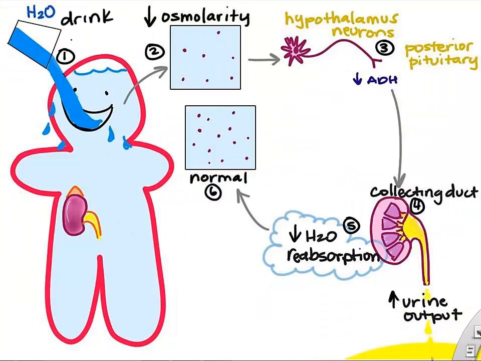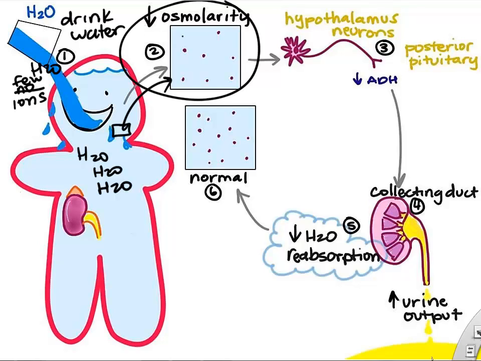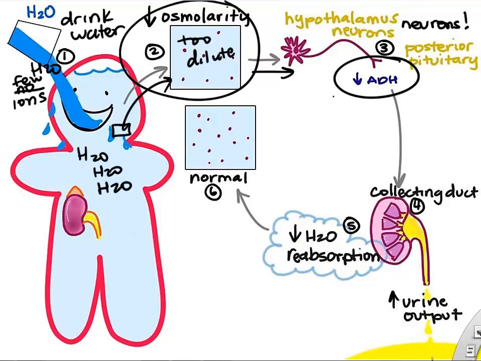Let's look at the opposite of this situation. You drink a bunch of water, which has relatively few ions. So essentially you're adding water to the body that decreases your osmolarity or makes your body concentration too dilute. In that case, those neurons in the hypothalamus stop releasing or slow the release of ADH.